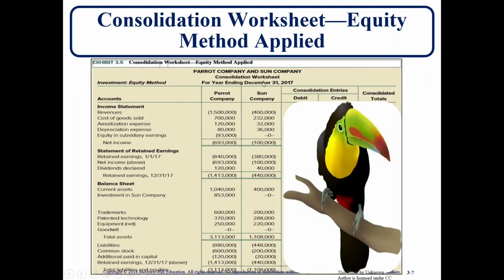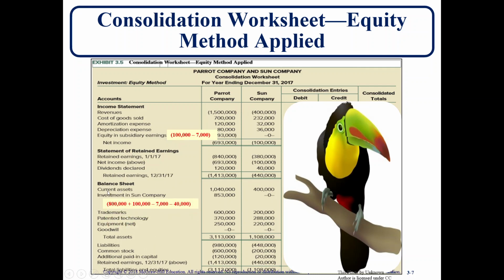So we have our consolidation worksheet. This is for the year ending December 31st, 2017. Note that Parrot is using the equity method to account for this investment. So now we have this equity in subsidiary earnings. The way that this $93,000 came to be was we take Son Company's net income and then subtract the amortization, right? Remember the T account, what increases and decreases the equity in subsidiary earnings. So you may want to go back and revisit that.